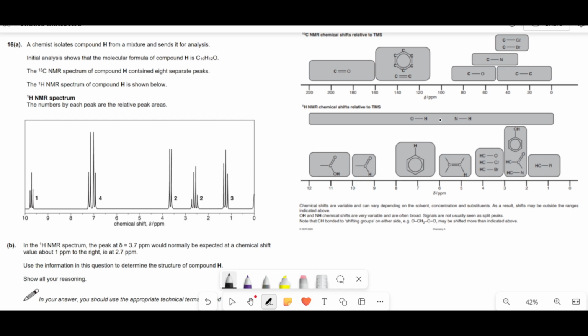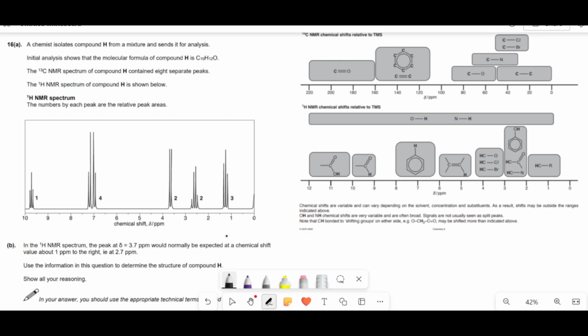Now, it says here, key detail, in the HNMR spectrum, the peak of 3.7 would normally be expected at a chemical shift about 1 to the right, at 2.7. So this 3.7 one is actually at 2.7. It says use this information to determine the compound H's structure. So with these kinds of questions, you need to follow a systematic approach. That doesn't mean you follow the same formula, you just collect all the information in a way that makes sense.